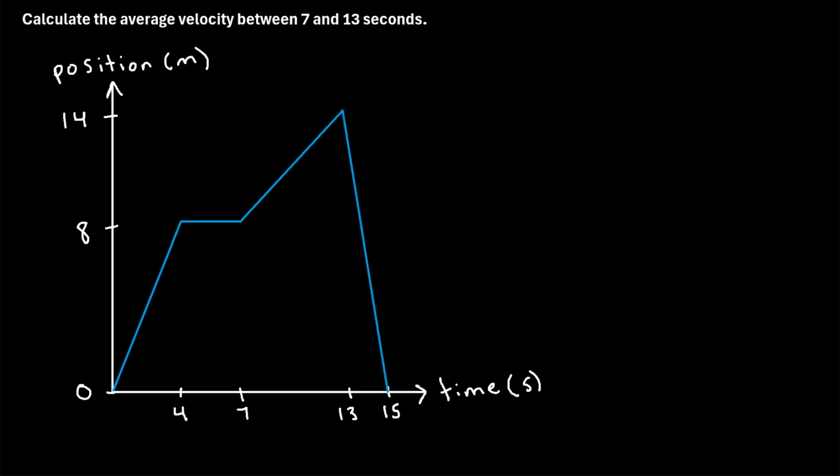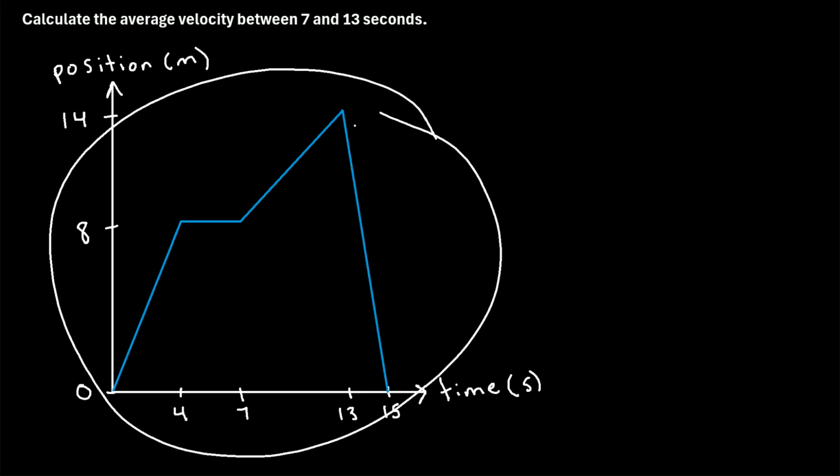In this video, I will explain how to calculate average velocity on a position versus time graph. So let's jump right into an example. This says, calculate the average velocity between 7 and 13 seconds. Now we're given this position versus time graph here that shows the movement of some object.